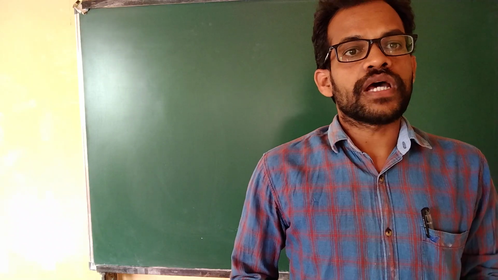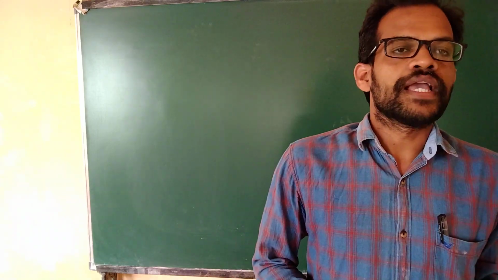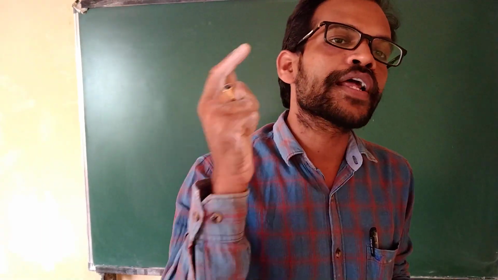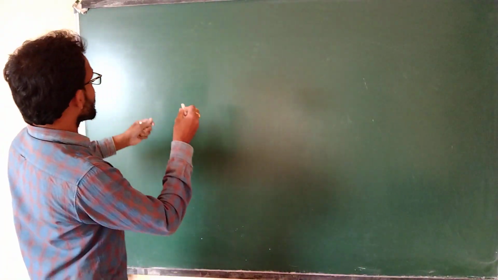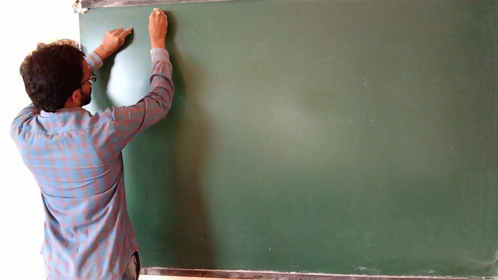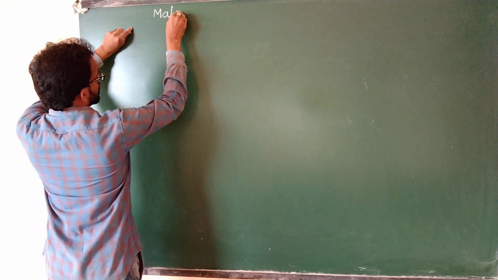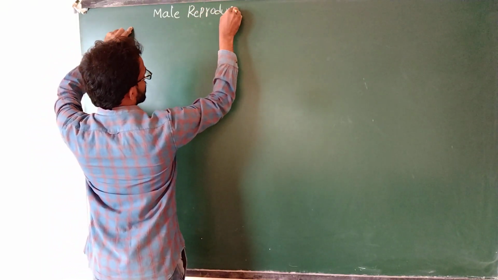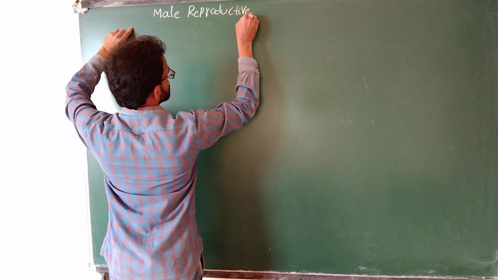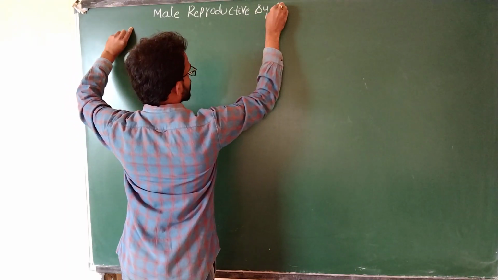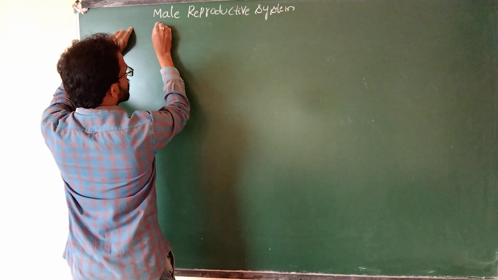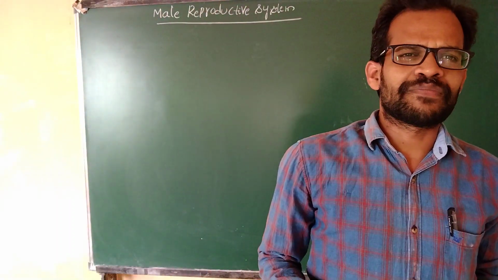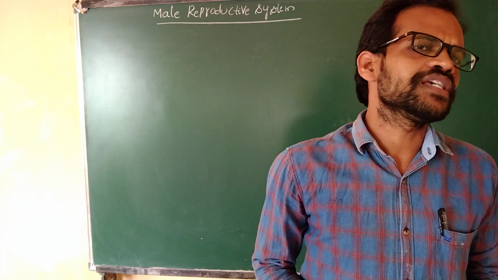Yesterday we already started the male reproductive system. That is the third part of the male reproductive system. Today we are going to discuss the last part of the male reproductive system. We already covered the pathway of sperm cells; yesterday only we completed that.